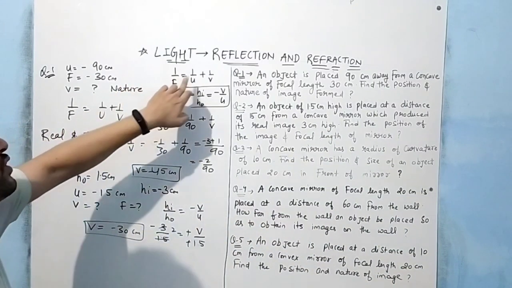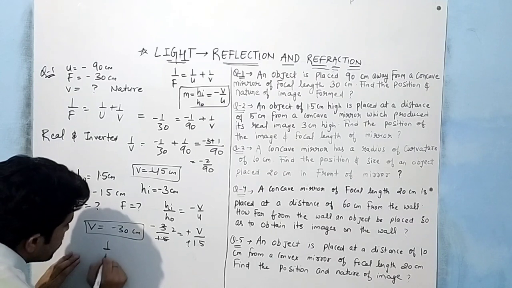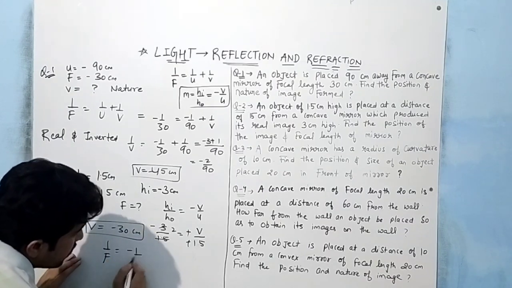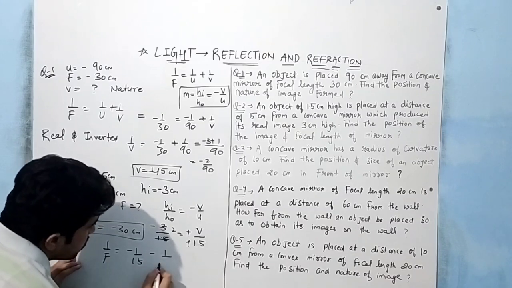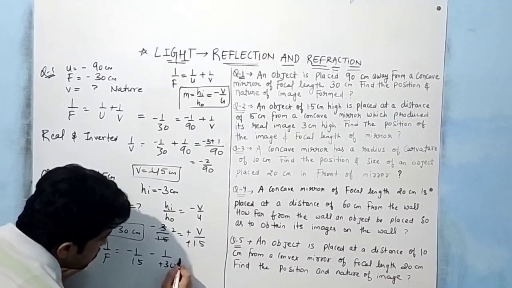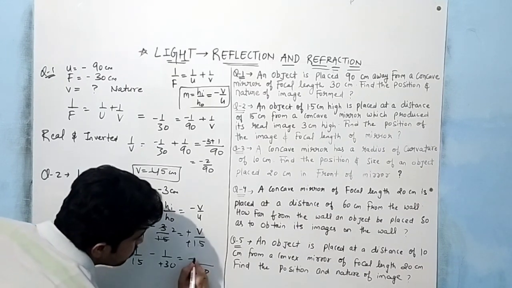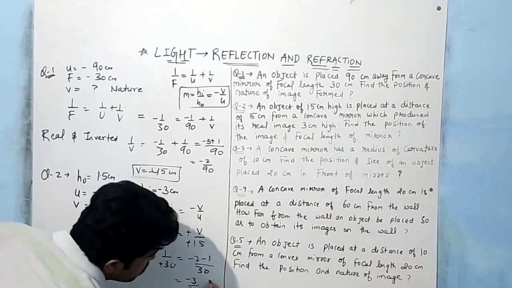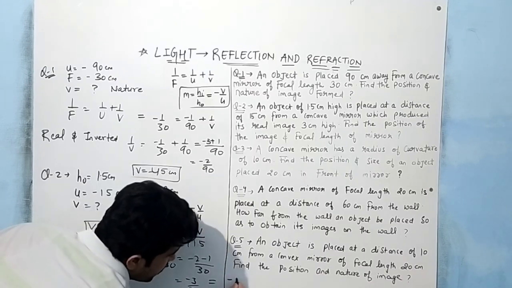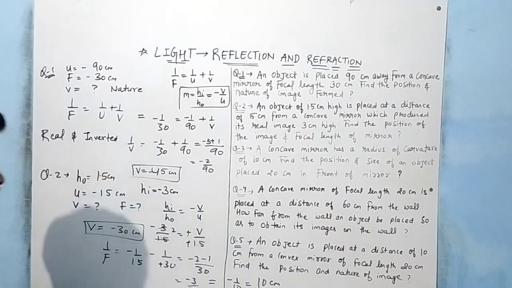1 over f is equal to 1 over u plus 1 over v, which is given as 1 over f is equal to minus 1 over 15 minus 1 over 30. That is, the LCM is 30, and you get minus 2 minus 1, that is minus 3 over 30. If you solve it, you will definitely find minus 1 over 10, so f is minus 10 centimeter. I think it's really easy to calculate.